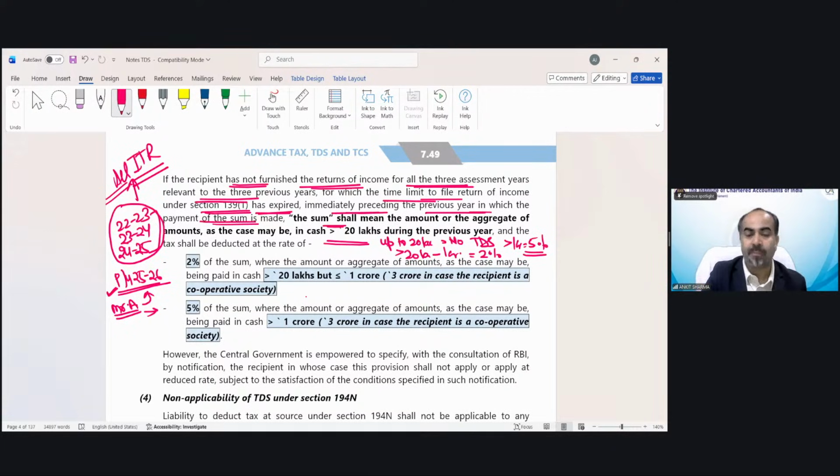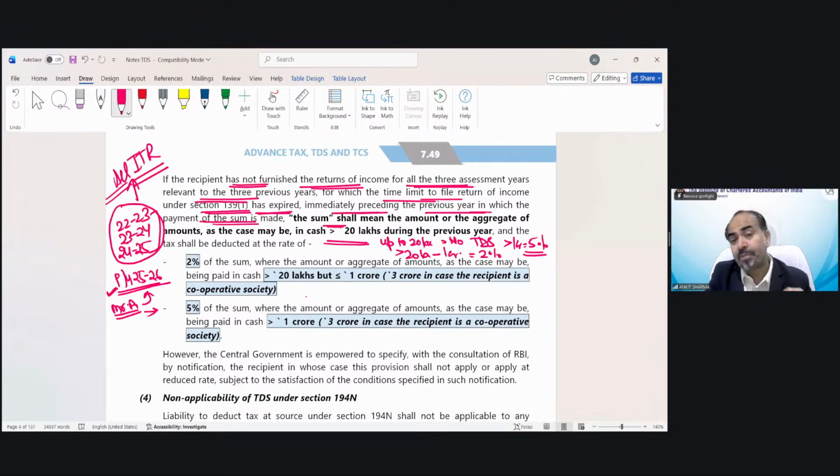Up to 20 lakh, no TDS. From 20 lakh exceeding till the old limit of 1 crore, the TDS rate would be 2%. And after 1 crore, the rate would be 5% if you did not file your ITR of all the 3 preceding previous years as per section 139(1). So 139(1) is going to be discussed under chapter 8.